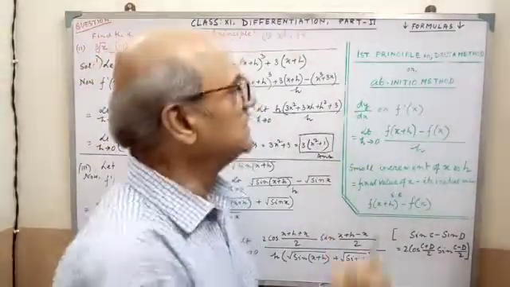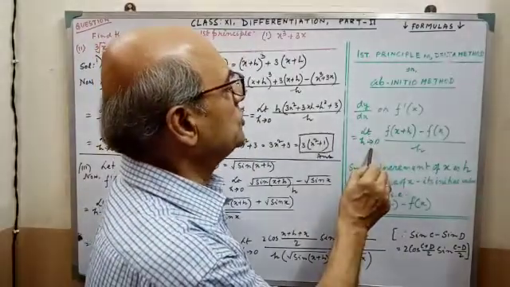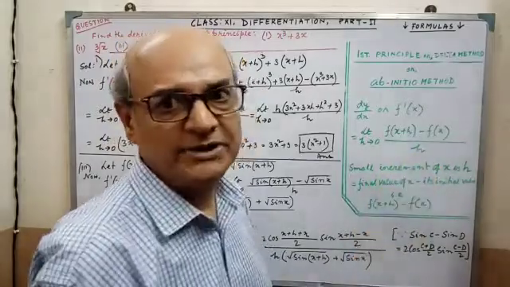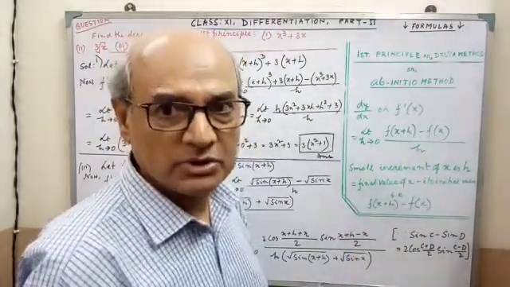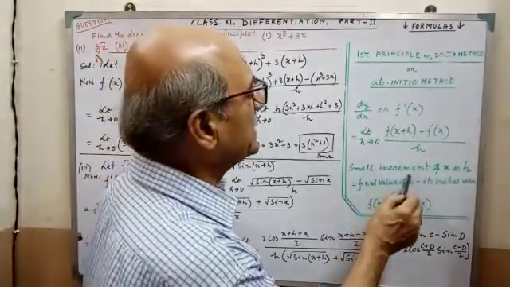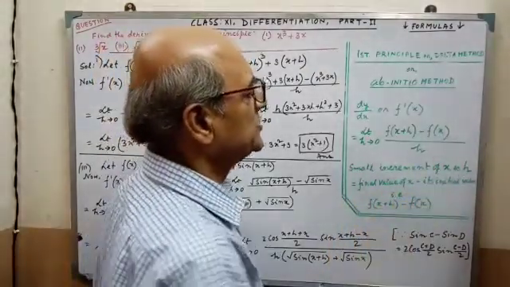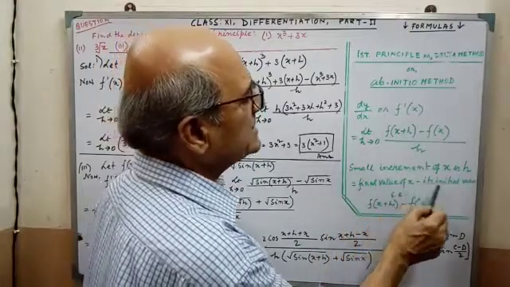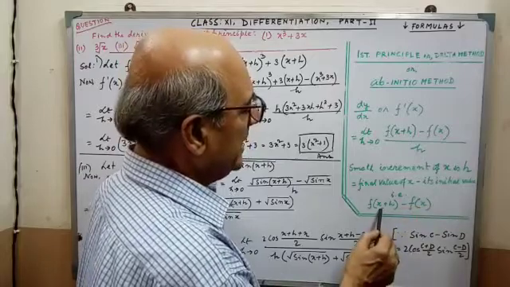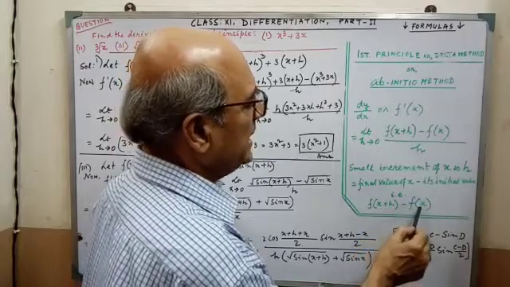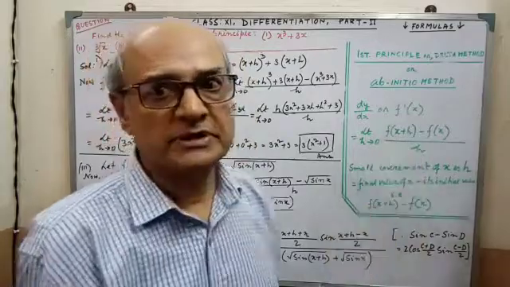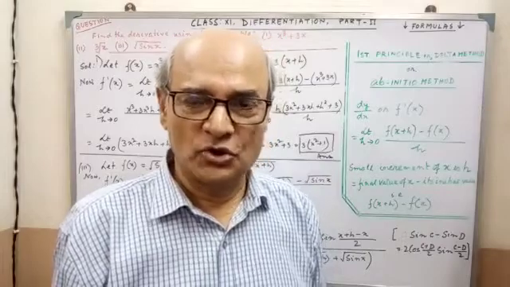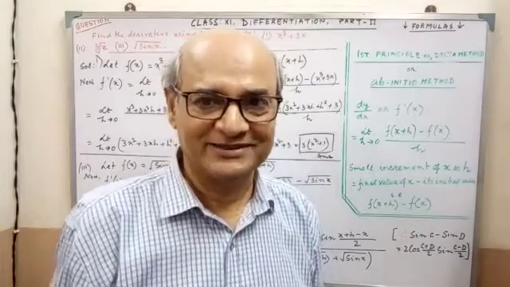First principle, that is limit h tends to 0, f(x plus h) minus f(x), by h. h equal to what? That is, the small increment of x is h. h equal to the final value of x minus its initial value, that is f(x plus h) minus f(x). This is the first principle. On first principle, one sum you may expect in 11, so you must pay your attention.